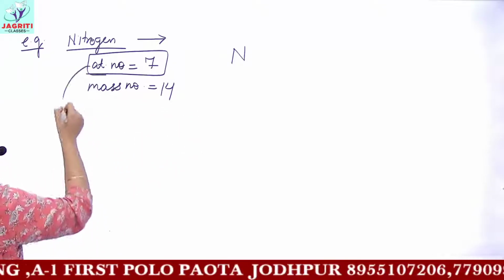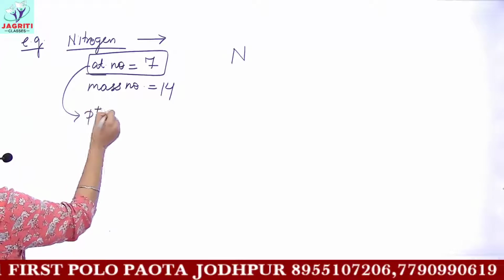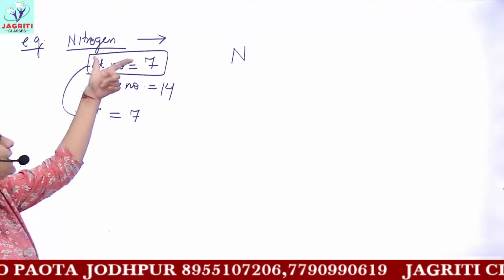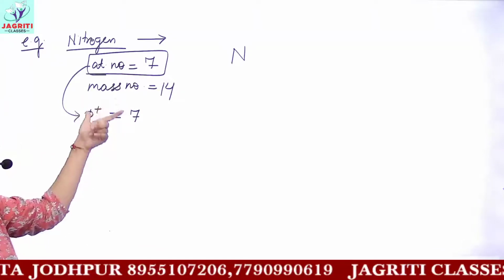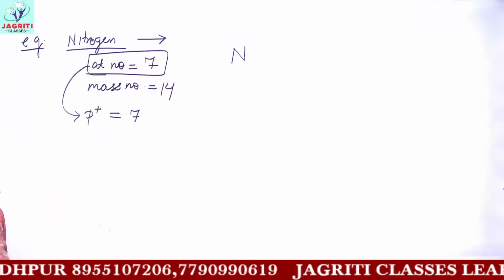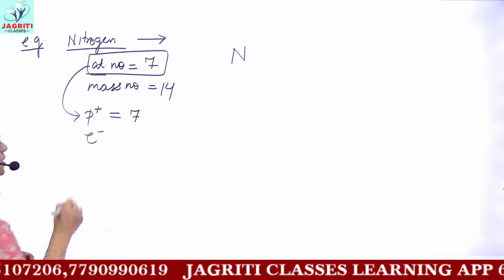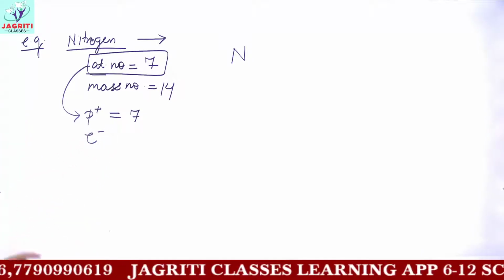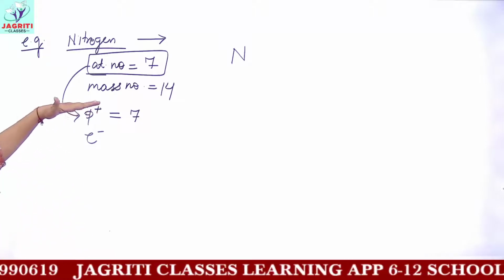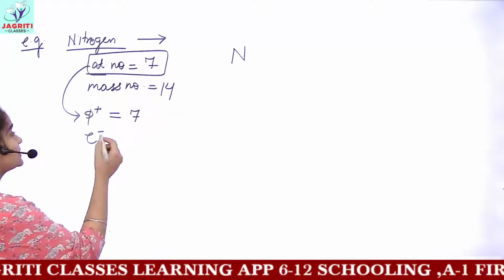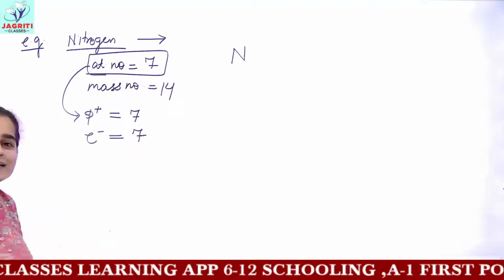And if you know the atomic number, then the number of protons in nitrogen would also be 7, because we say that atomic number is equal to the number of protons present in your atom. So the number of protons would be 7, and therefore, because generally and usually 90% of the times the number of protons is equal to the number of electrons, if we have 7 protons, then the number of electrons would also be 7.